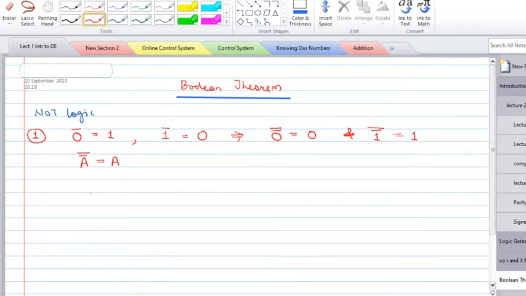Now second is OR logic related. For OR logic, you know that 0 plus 0 results in a 0. 0 plus 1 results in a 1. 1 plus 0 will also result in 1, and 1 plus 1 will result in a 1.